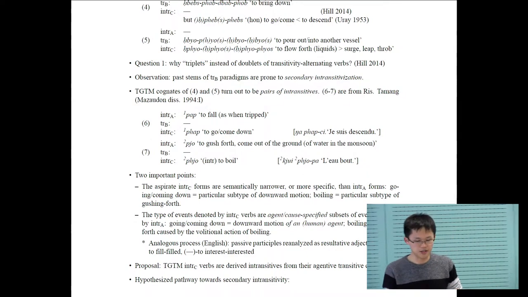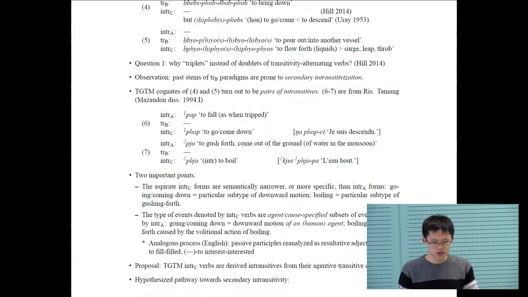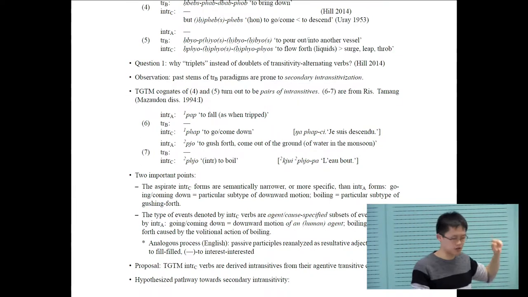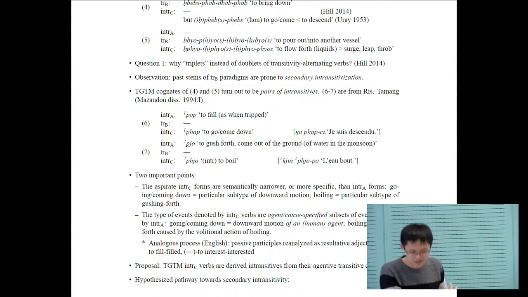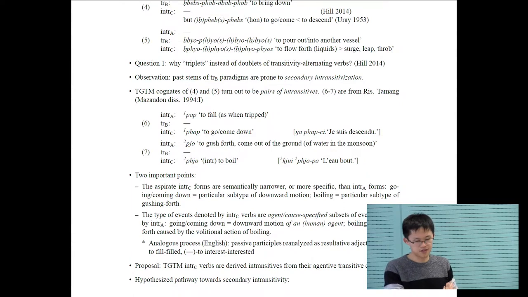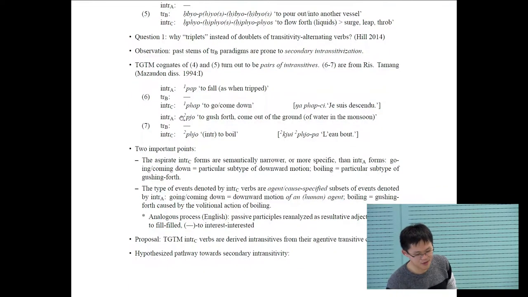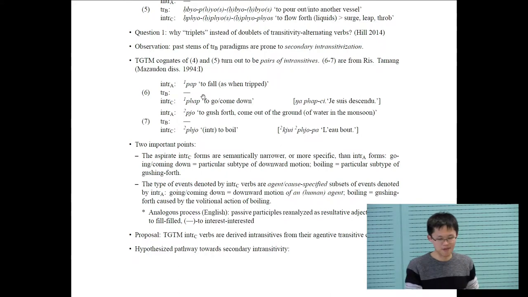So TGTM cognates of words like 4 and 5 turn out to be pairs of intransitives, alternating in terms of onset aspiration. You have an intransitive A, bup, 'to fall', as when tripped, and an intransitive C, pup, which means 'to go or come down'. The example is, 'I have come down.' Same thing, pyo, 'to gush forth, come out of the ground', of water in a monsoon. Pyo, 'for water to boil'. Okay, so two important points.